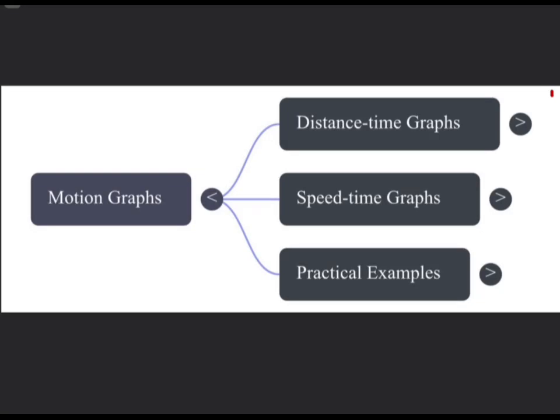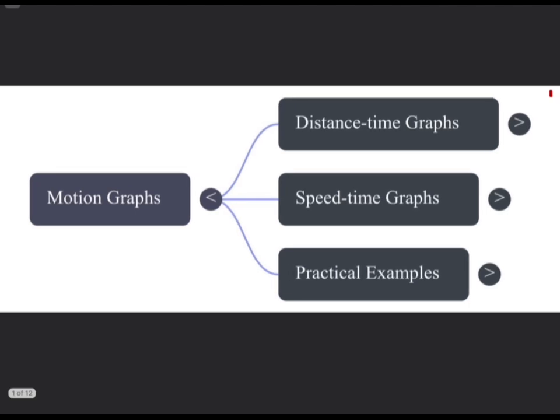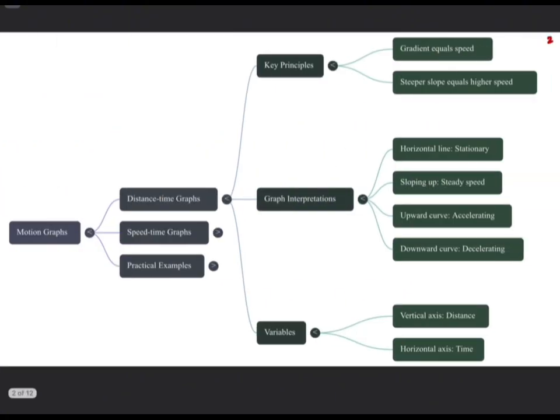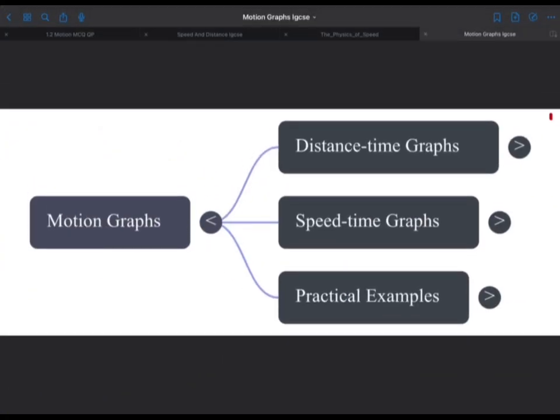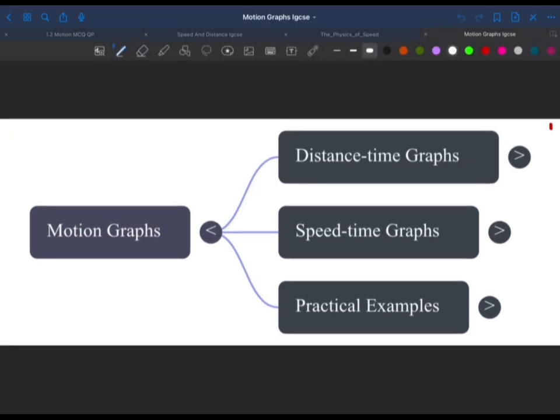Okay, dear students, here we have a quick revision of motion graphs. We will discuss a few points, and these are the points here: distance time graph, speed time graph, and practical examples. So these few things we have to discuss here.